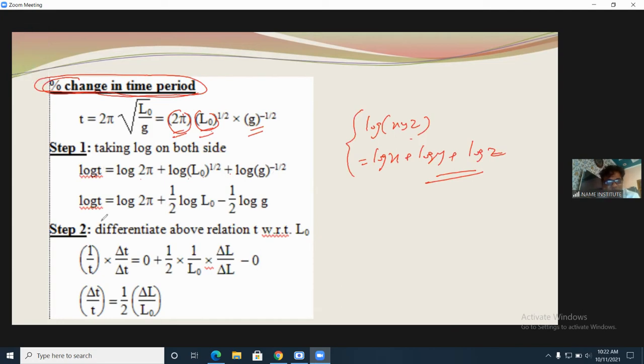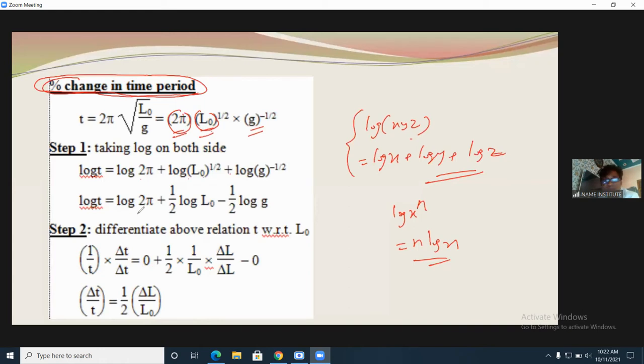Or we can write log of T is equal to log 2 pi plus 1 upon 2 log L naught. Log of x to the power n is equal to n log x. So this is log 2 pi plus 1 upon 2 log L naught minus 1 upon 2 log of g. So the first step, taking log on both sides, is completed.